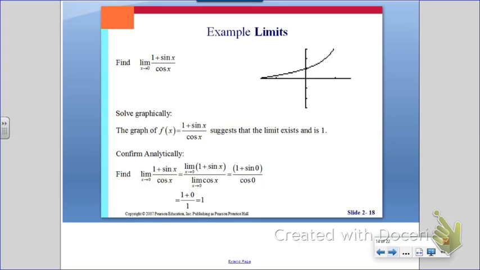Just another example to show graphically. We're looking for the limit as x approaches 0. We can see from the left and from the right we're approaching a value of 1, so the limit in value is 1.